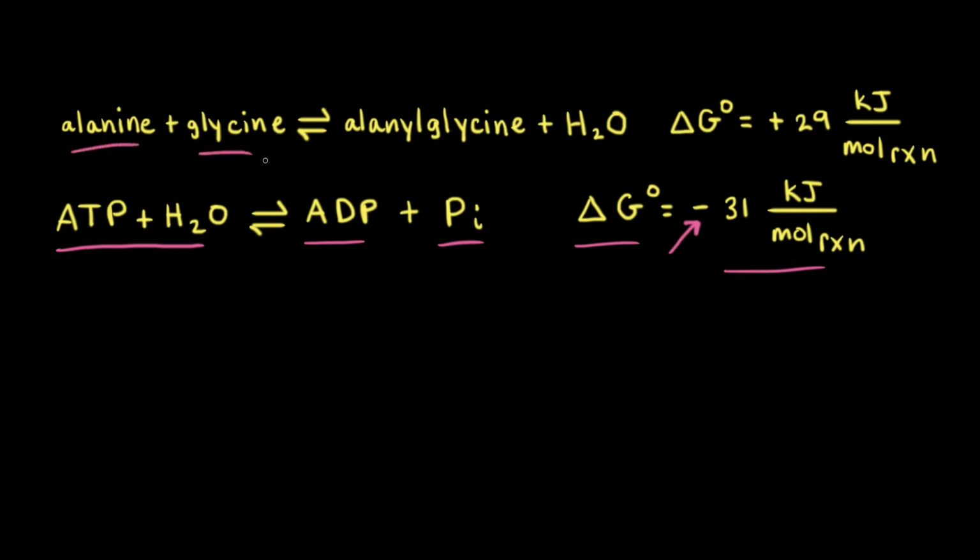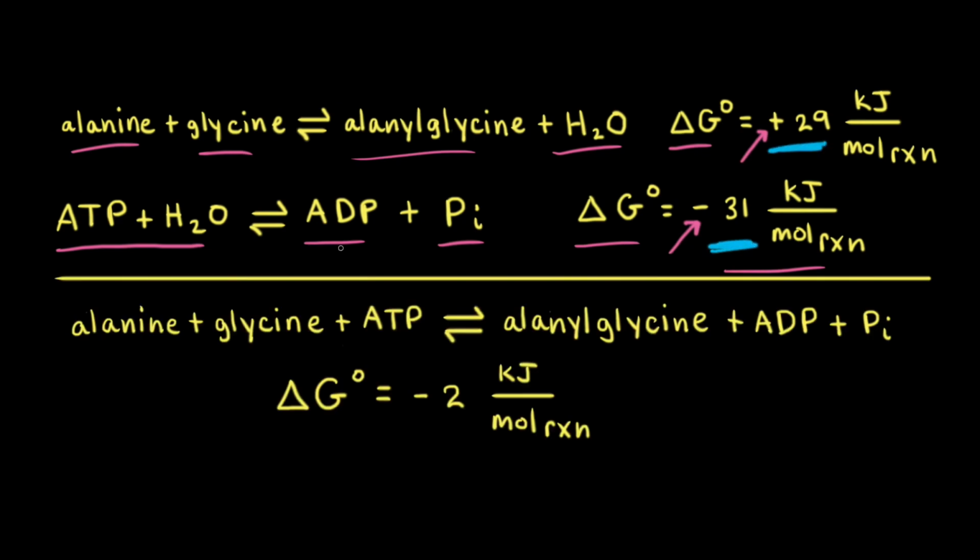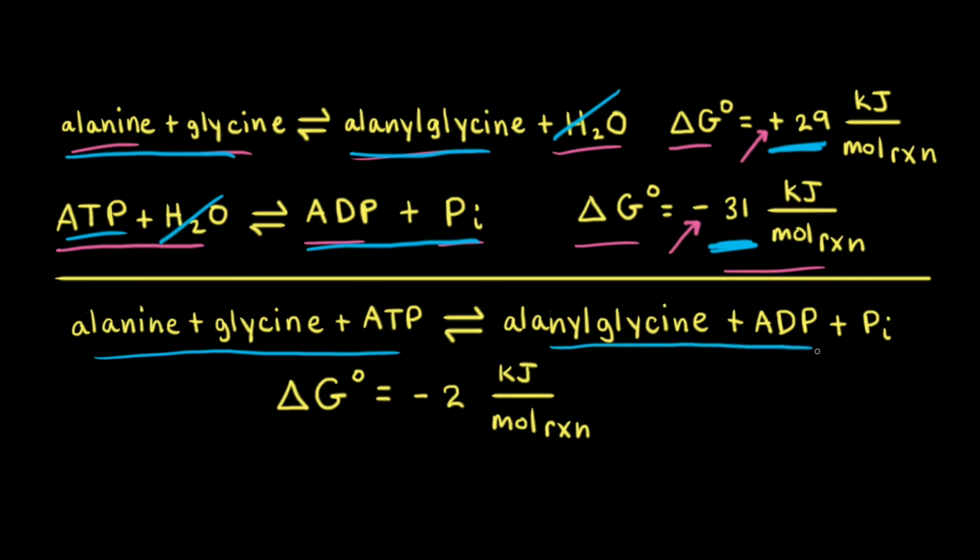Alanine and glycine combine to form the dipeptide alanyl glycine and water. Delta G naught for the formation of this dipeptide is equal to positive 29 kilojoules per mole of reaction. Since delta G naught is positive, this reaction is thermodynamically unfavorable. With the help of an enzyme, the unfavorable reaction is coupled to the favorable reaction. And if we add the two reactions together, water would cancel out and give us alanine plus glycine plus ATP for the reactants, and alanyl glycine and ADP and inorganic phosphate for the products.